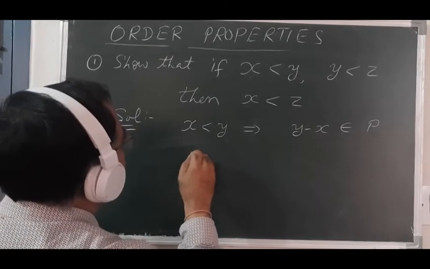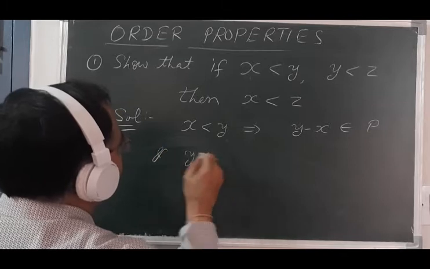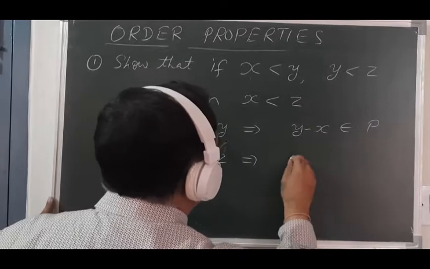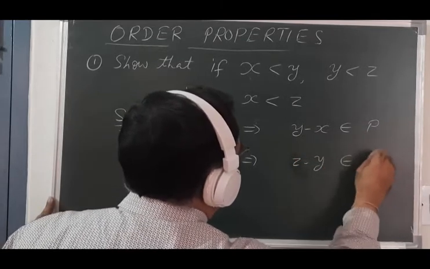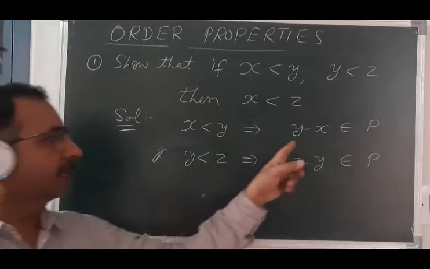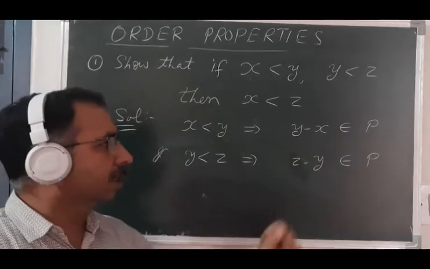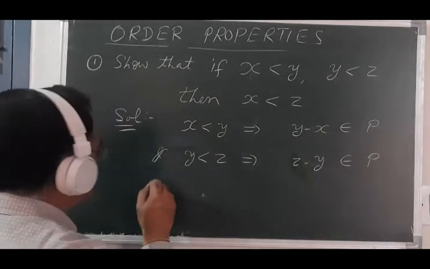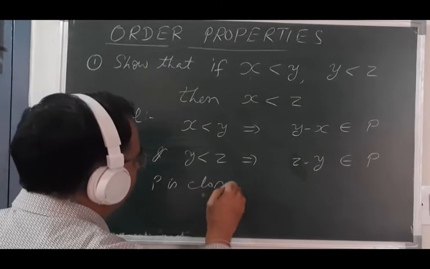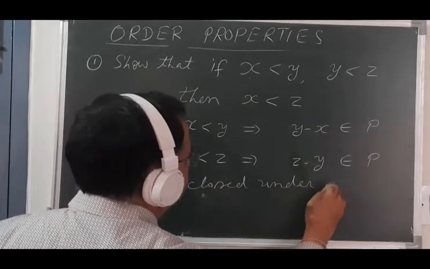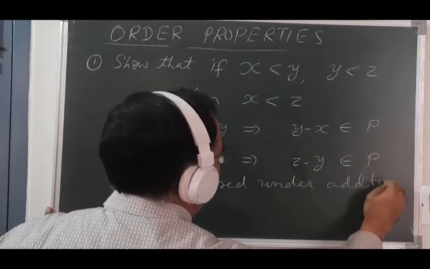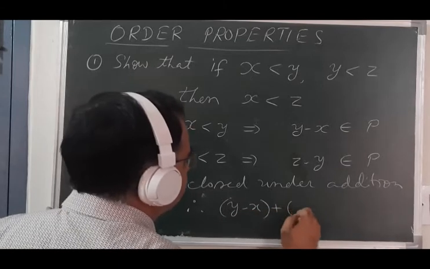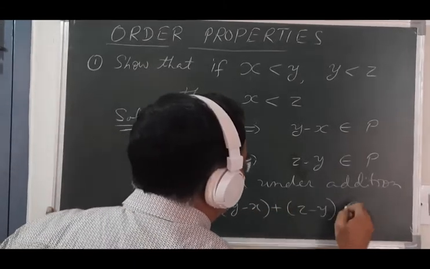And y less than z implies z minus y is element of P. Now y minus x is element of P, z minus y is element of P. P is closed under addition. Therefore, y minus x plus z minus y belongs to P.